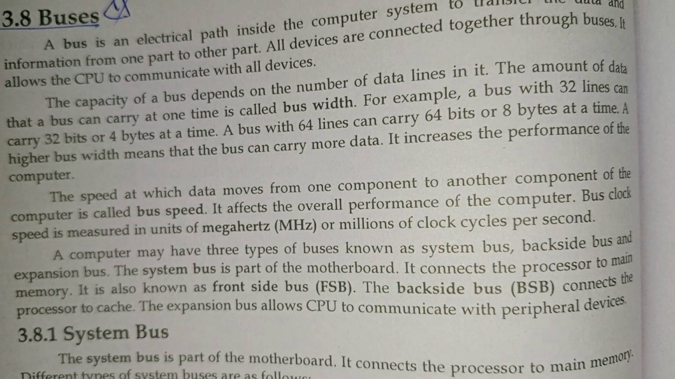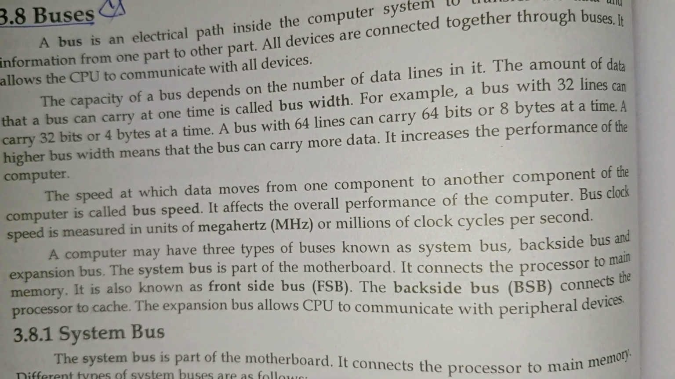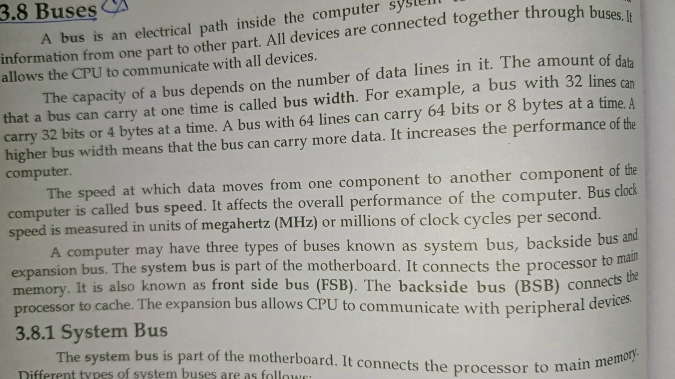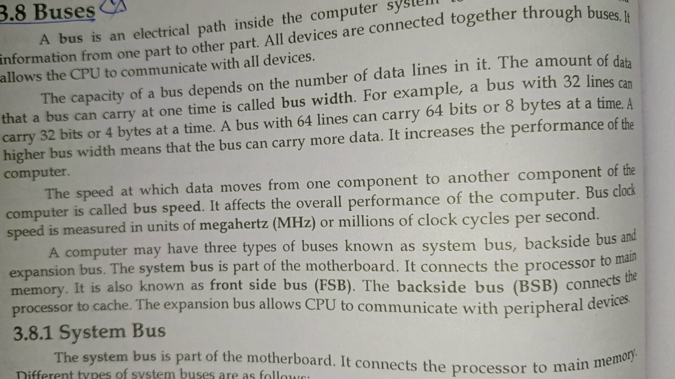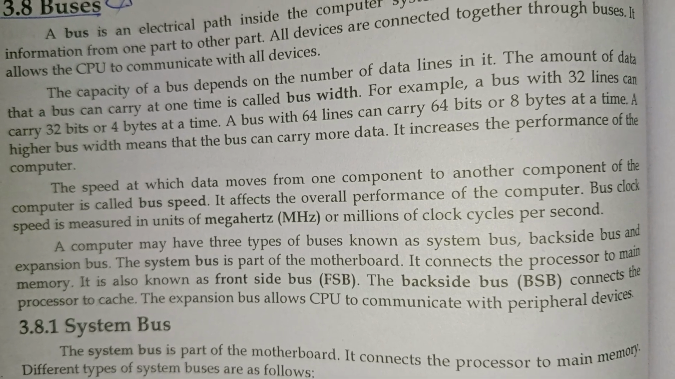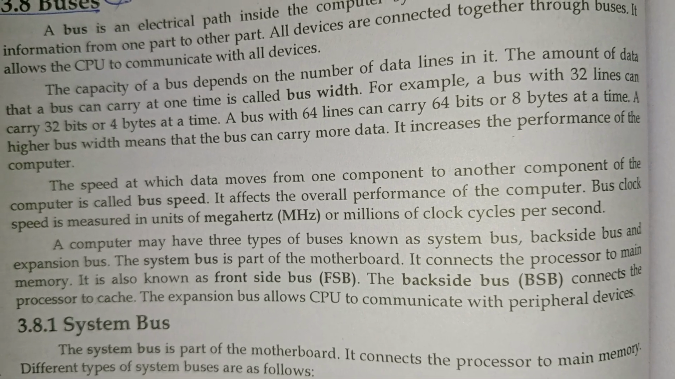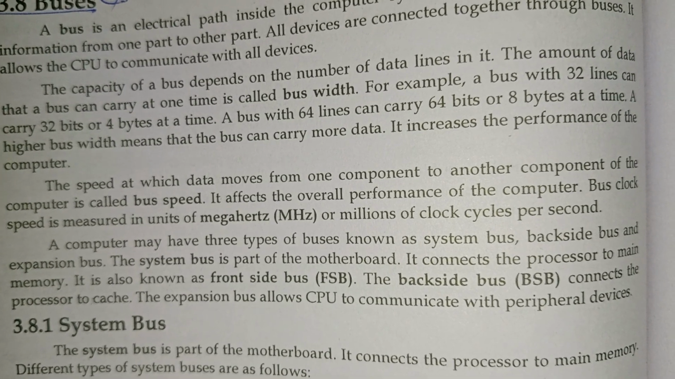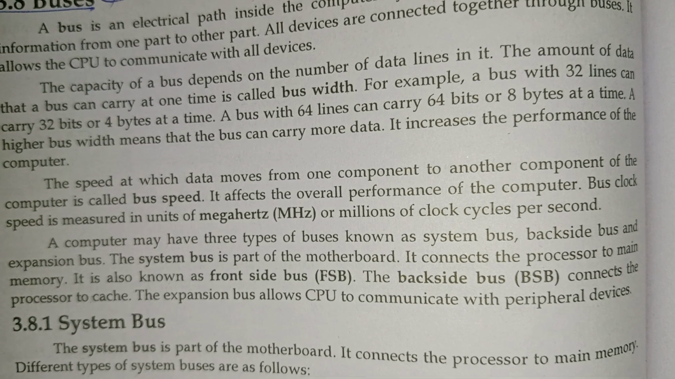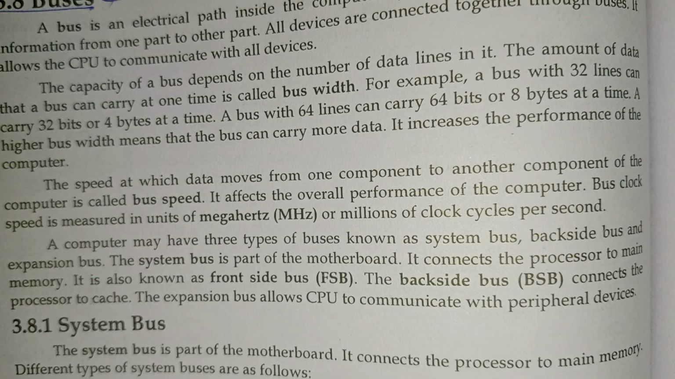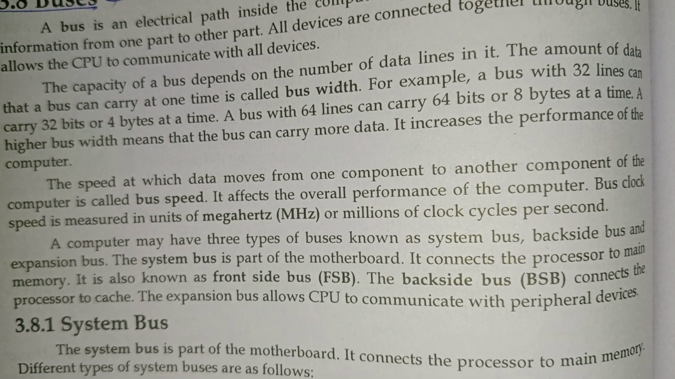The capacity of a bus depends on the number of data lines in it. The amount of data that a bus can carry at one time is called bus width. For example, a bus with 32 lines can carry 32 bits or 4 bytes at a time. A bus with 64 lines can carry 64 bits or 8 bytes at a time. A higher bus width means that the bus can carry more data. It increases the performance of the computer.